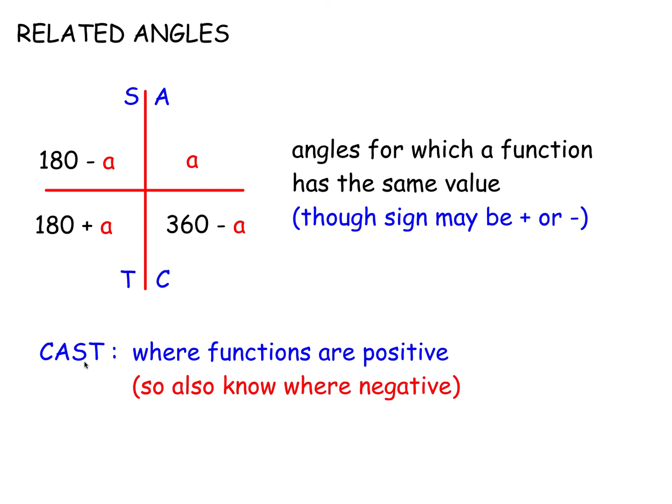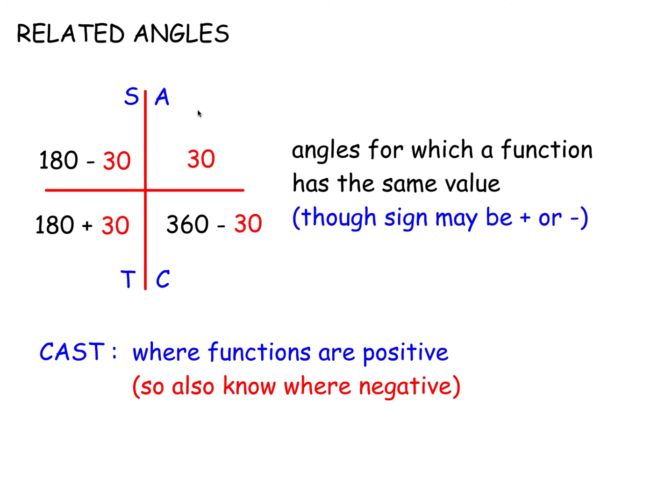Some memorise it with CAST, C-A-S-T. You've got to remember you're turning anti-clockwise for the positive direction, and the angle is split into quarters. That's the first quarter. We just call it first quadrant, second quadrant, third quadrant, fourth quadrant. So that's an acute angle A, and this is 180 minus that angle, and so on.